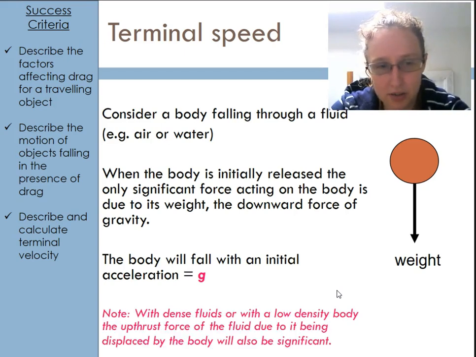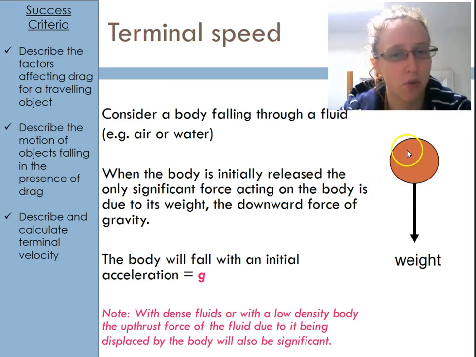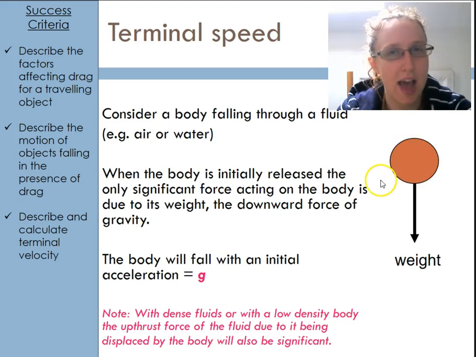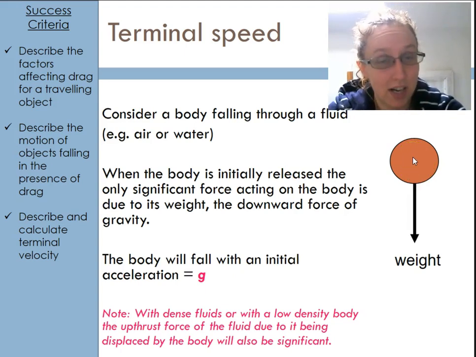Now, as a little note, if we have a particularly dense fluid, we might have some upthrust, which might mean that the initial force at the beginning, there is actually a little bit of an upward force from the upthrust because of the liquid, but we'll talk about that later when we talk about upthrust. But in most situations, when an object first starts to fall, it's going to start with the acceleration of just g, because the only force acting on it is its weight.